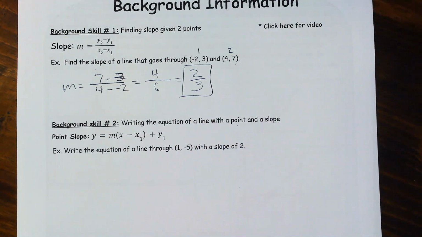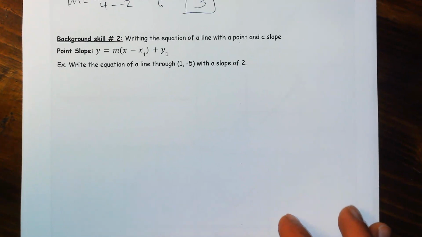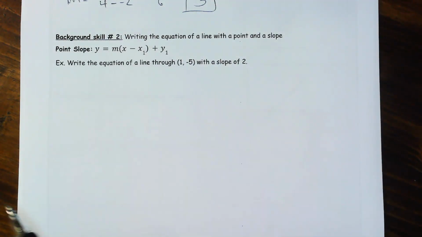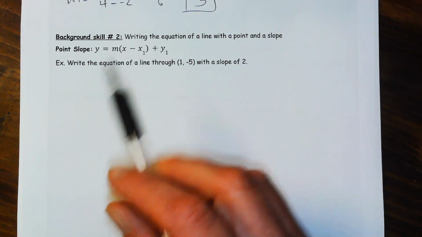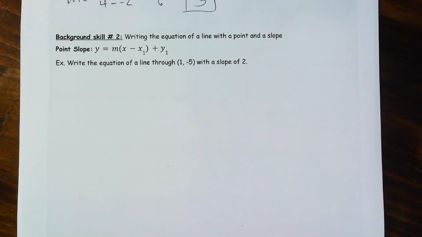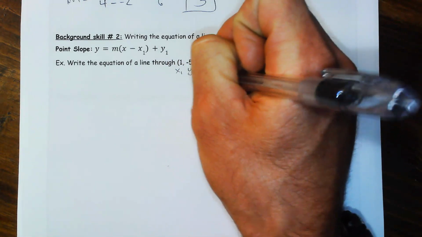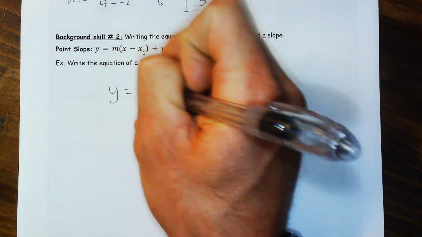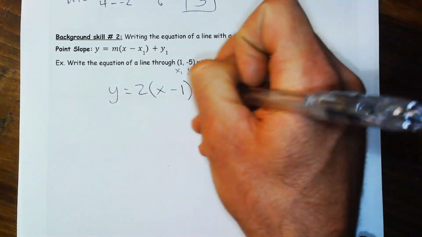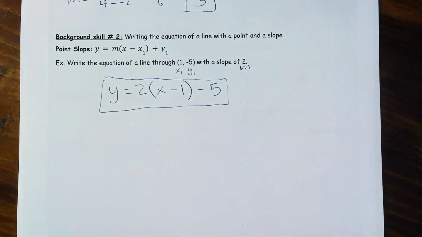Pretty straightforward there. And then if I give you a slope and a point, how do you use the point-slope equation? I know there's a couple different versions of the point-slope equation, but this one has y solved for. It's not the transformation version, but this one works really nicely for what we're trying to do. Anyway, this is my m right here. This is my x1, this is my y1. So I'm just going to plug those in. y equals 2 times the quantity of x minus x1, which is 1, plus -5. And that is how you write that equation.